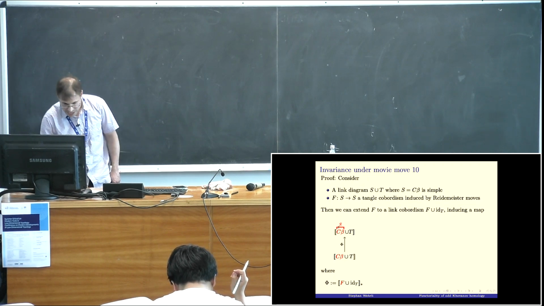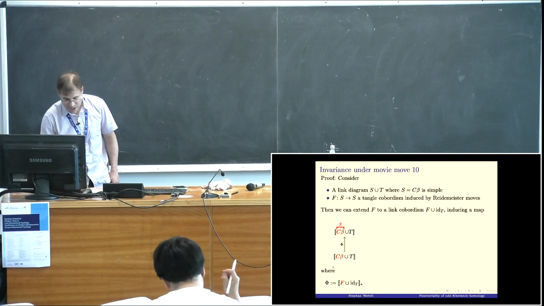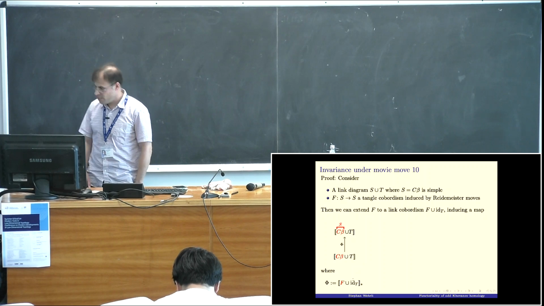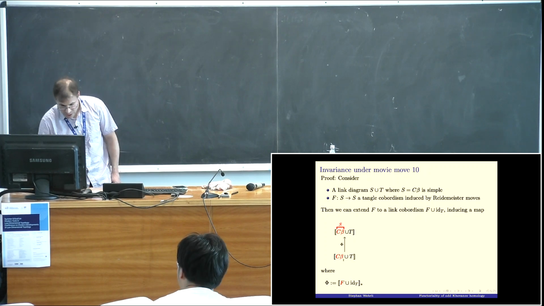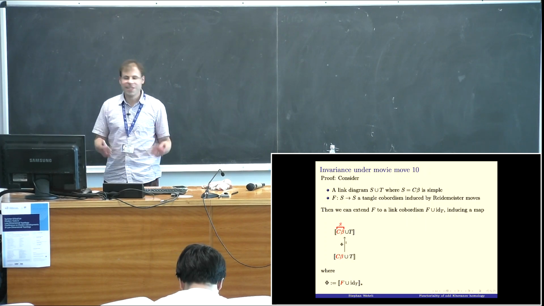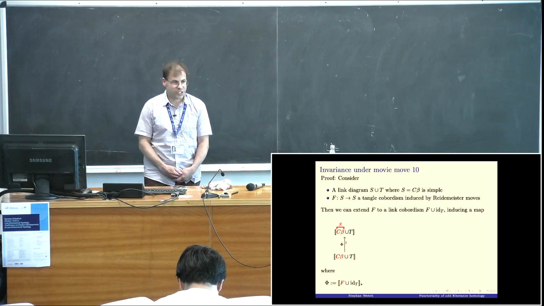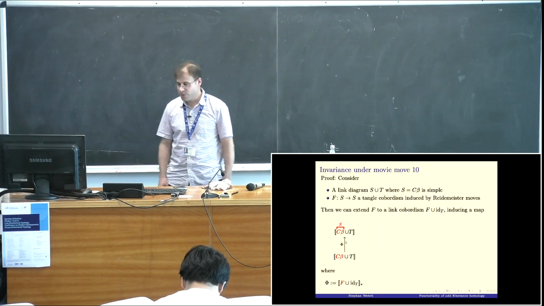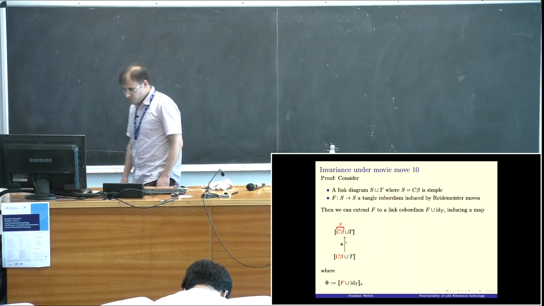So we look at this diagram S union T. On this diagram, we consider the link cobordism that's given by F on the inner part and by the identity on the outer part. And this induces some chain map phi. And to prove the lemma, we have to show that this map is uninteresting. So it's homotopic to the identity up to two invertible scalars. So how do we do this?